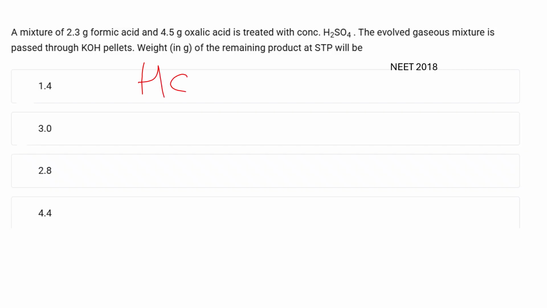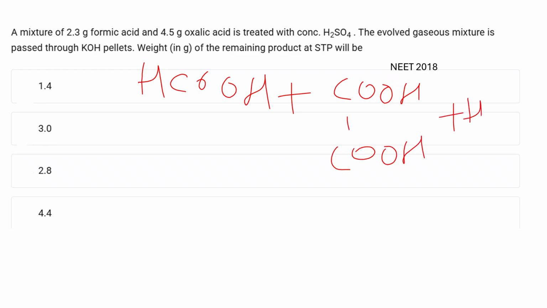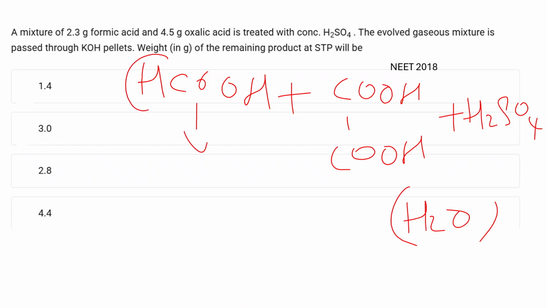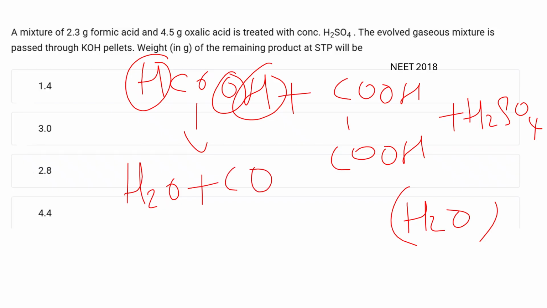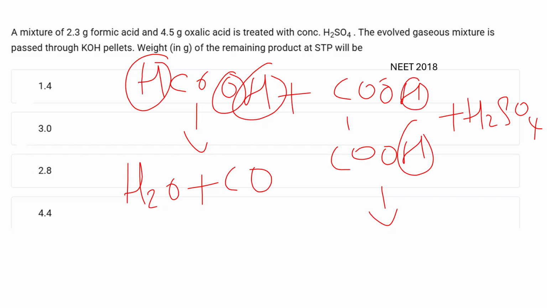This is formic acid, and this is oxalic acid. If we react them with sulfuric acid, the sulfuric acid removes H2O. In the case of formic acid, there are 2 hydrogens and 1 oxygen, so the products are H2O plus carbon monoxide. In the case of oxalic acid, again 2 hydrogens and 1 oxygen are removed, so the products are H2O plus 1 carbon monoxide and 1 carbon dioxide.